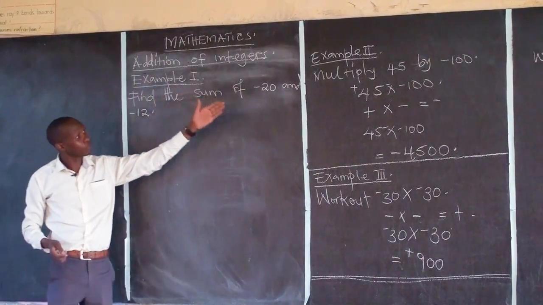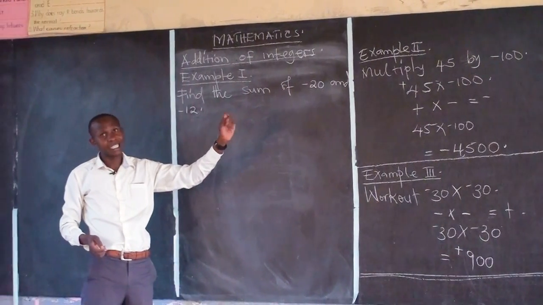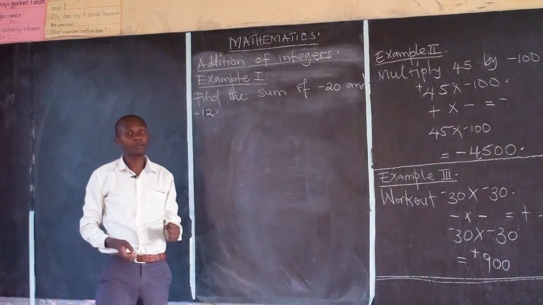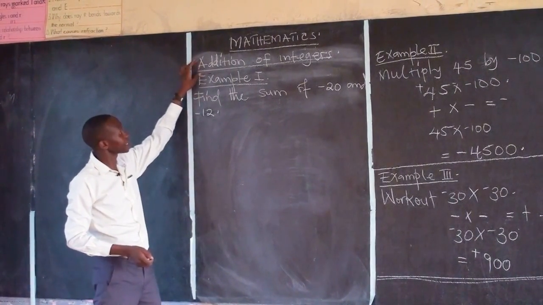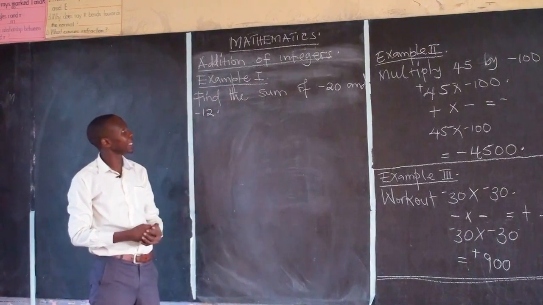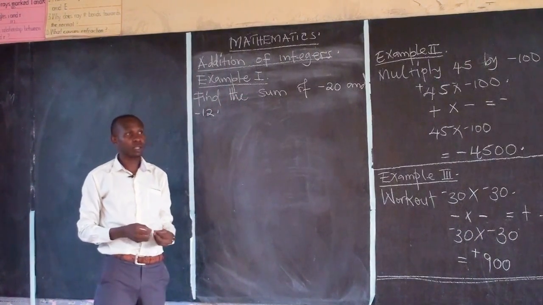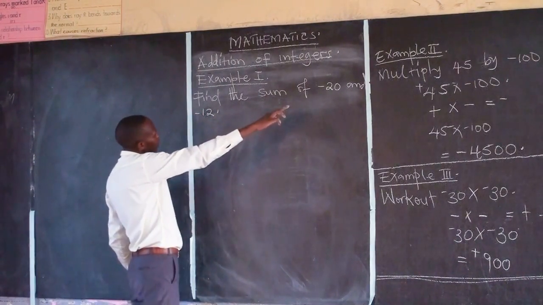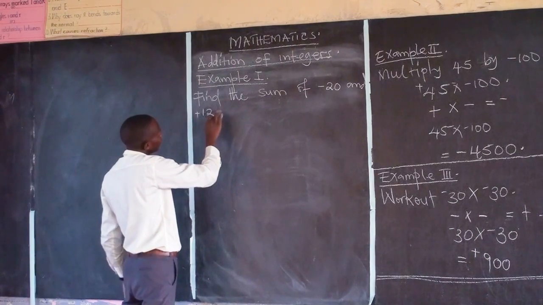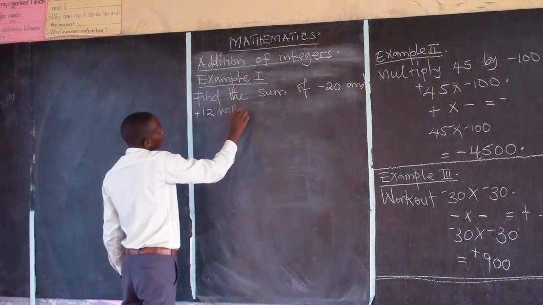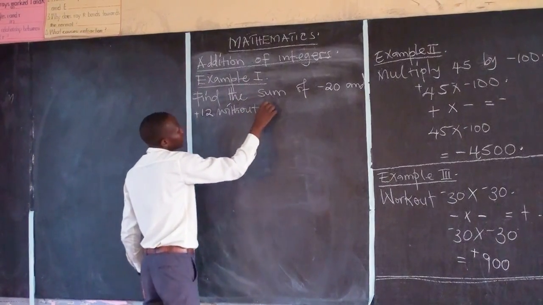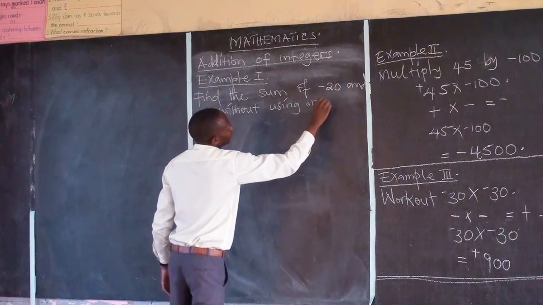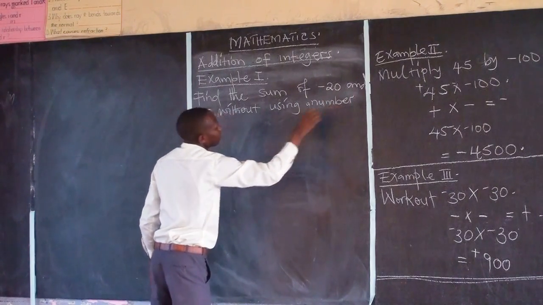Now as you have looked at multiplication of integers, there we looked at multiplication of integers without a number line. And at this same round, I want us to look at addition of integers without a number line as well. So find the sum of negative 20 and positive 12 without using a number line.